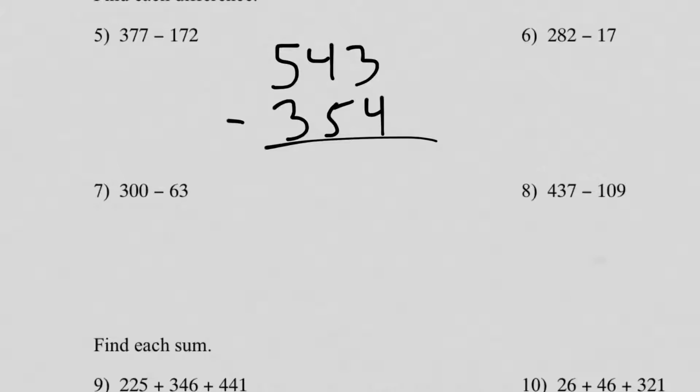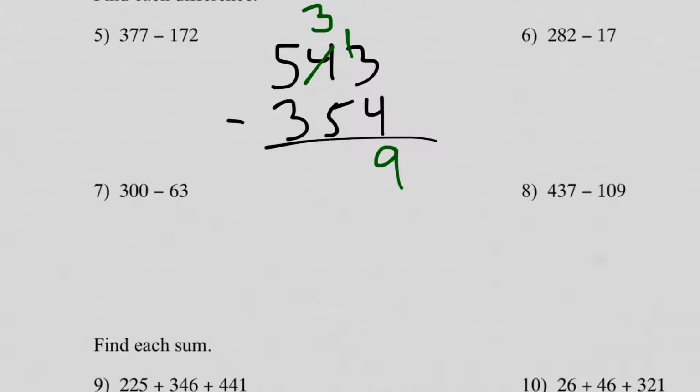So if we go over to the column that has more value, which is the tens column right next to it, we're going to regroup or borrow 10 of those over here. So then instead of 3, we now have 13. And what I can do is 13 minus 4, that will work, and I end up with the number 9.